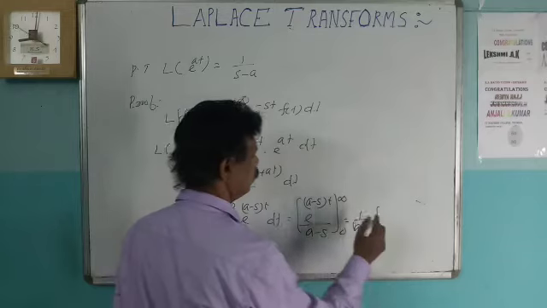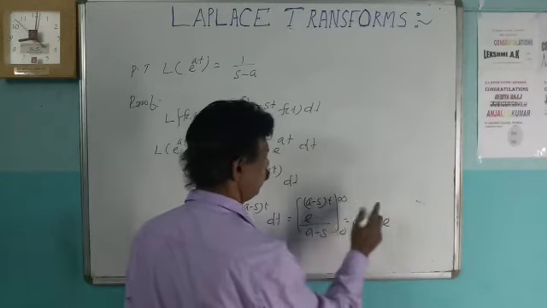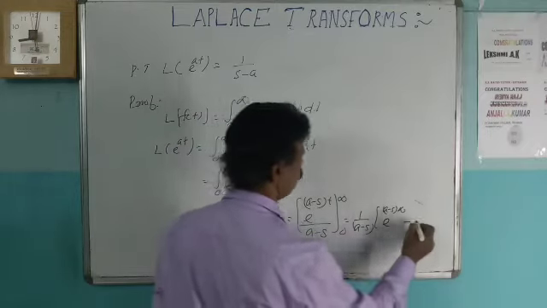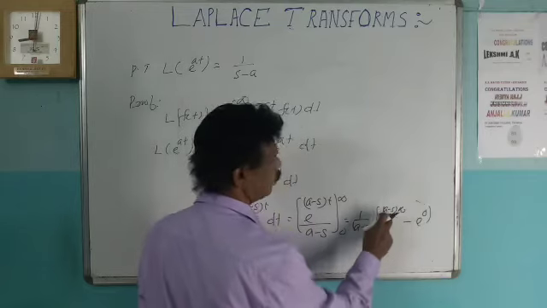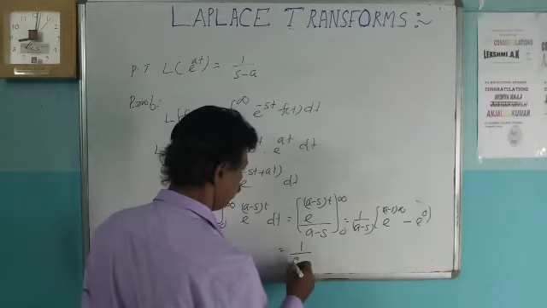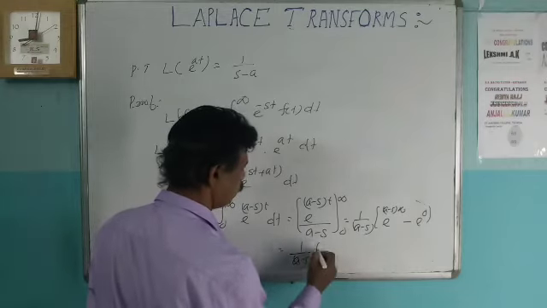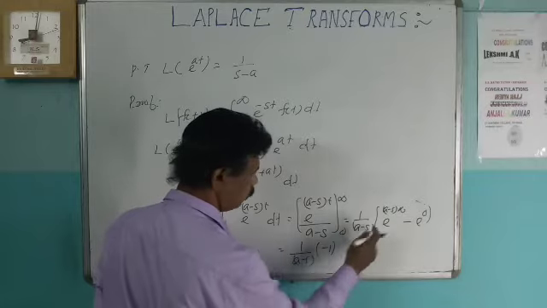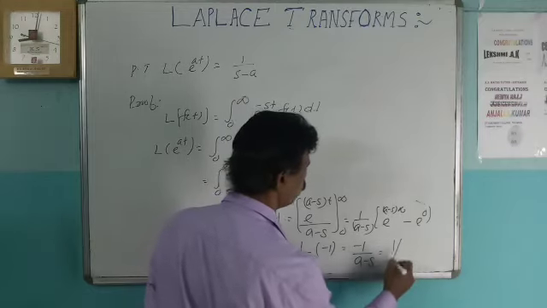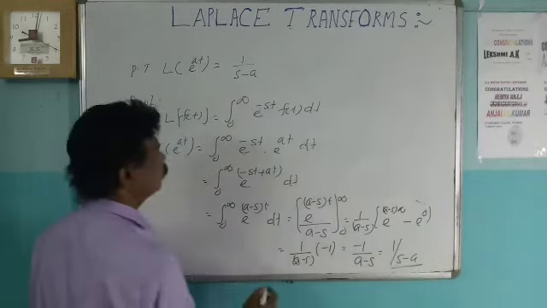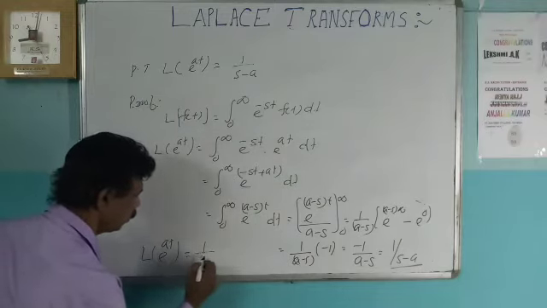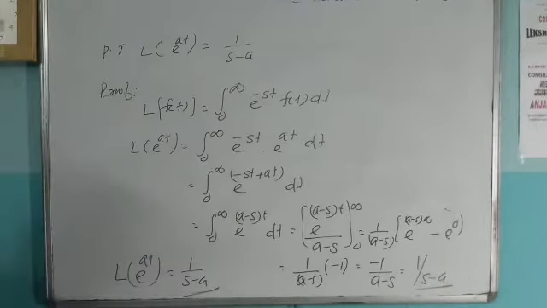That is, apply the limit: e raised to minus s into infinity, minus the integral e raised to 0. The value of e raised to minus infinity is 0, and e raised to 0 is equal to 1. So we can write 1 by minus s into (0 minus 1), that is minus 1 by minus s, which is 1 by s minus a. So Laplace of e raised to at equal to 1 by s minus a. That is the second point.